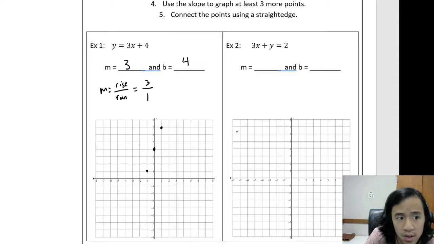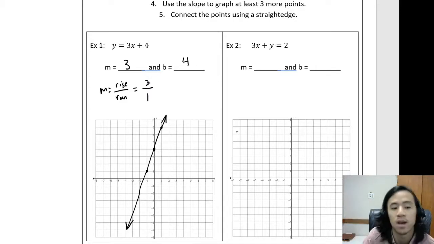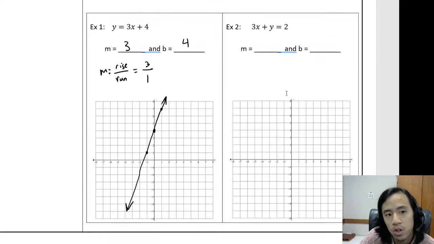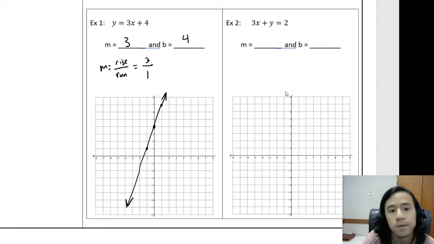We're going to have another example of this really soon. So now let's connect these dots. Normally I would have a ruler, but since I'm drawing freehand, I don't have a ruler. But you should use a ruler when you're graphing on paper.